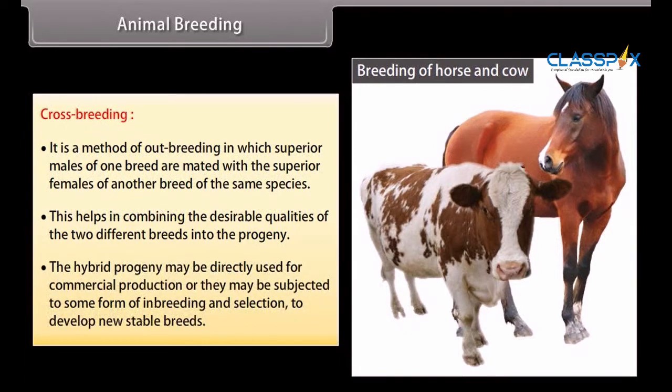The hybrid progeny may be directly used for commercial production, or they may be subjected to some form of inbreeding and selection to develop new stable breeds. One example of crossbreeding is Hisardale, a new breed of sheep developed by crossing Bikaneri Ewes and Merino Rams.